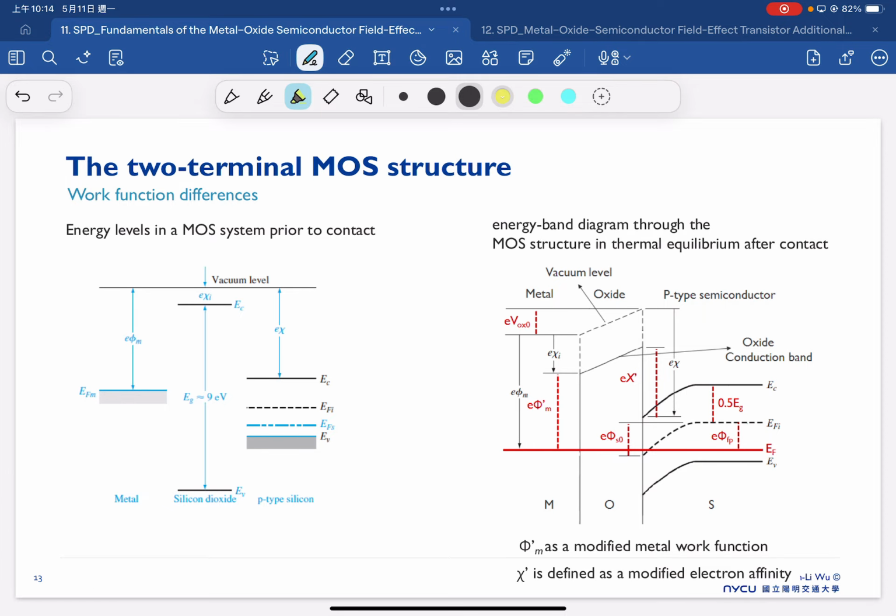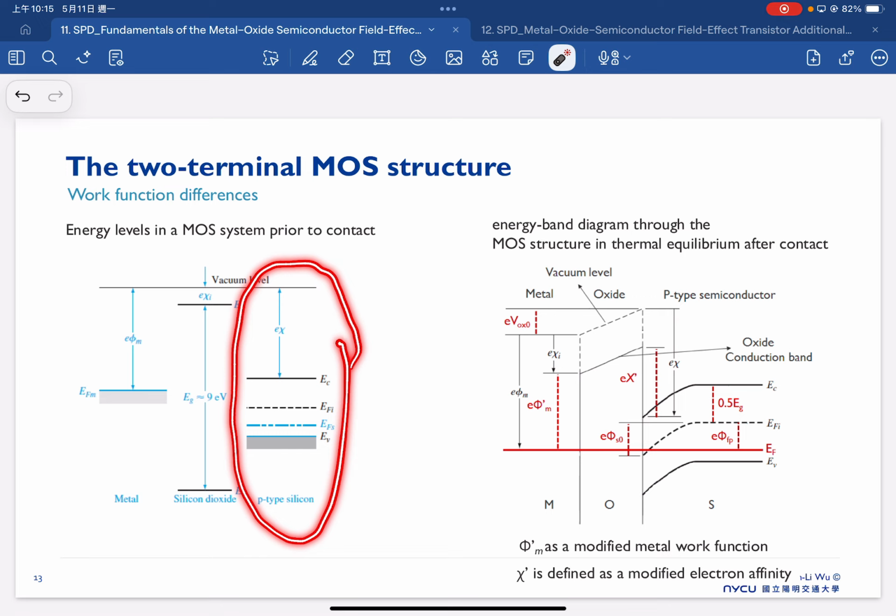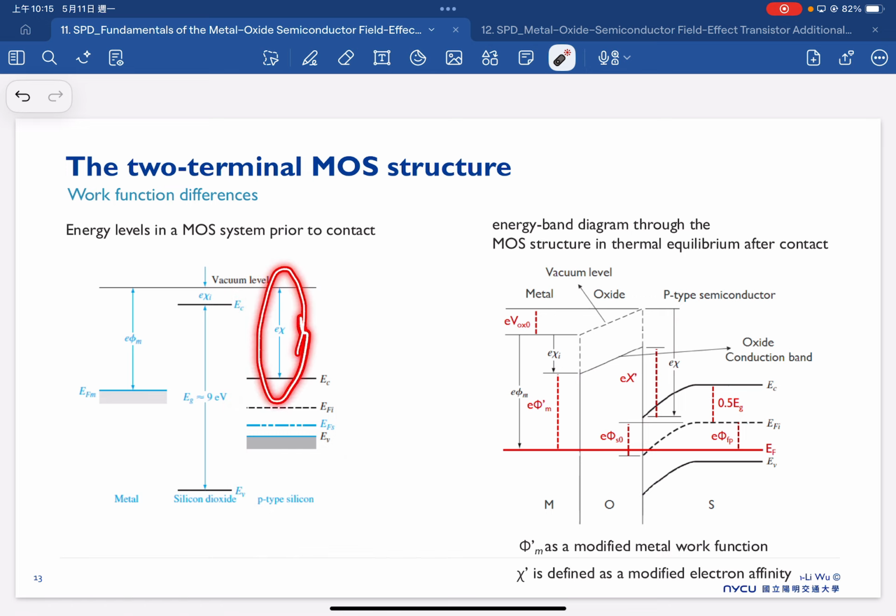So now, when we discuss the metal semiconductor, we have already talked about the work function difference. So here we also have this work function difference between the metal, oxide, and semiconductor. So this is the energy level before the contact. So we have the semiconductor here. We still have an electron affinity, and this is our SiO2, and then this is our metal work function.